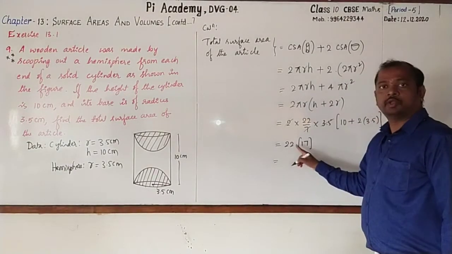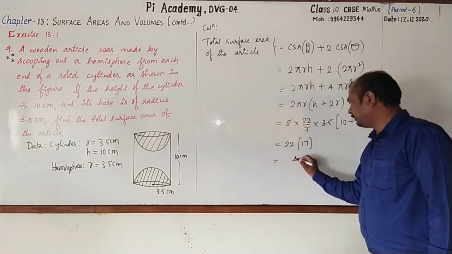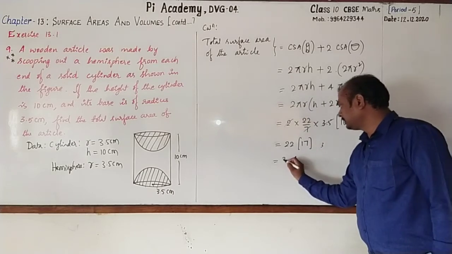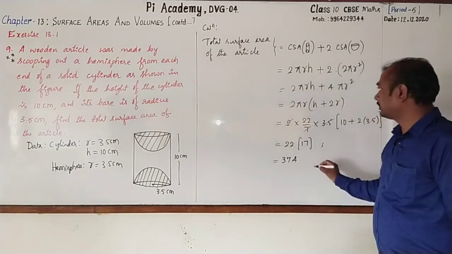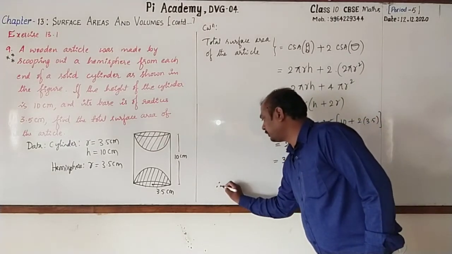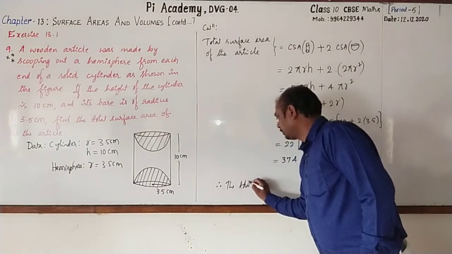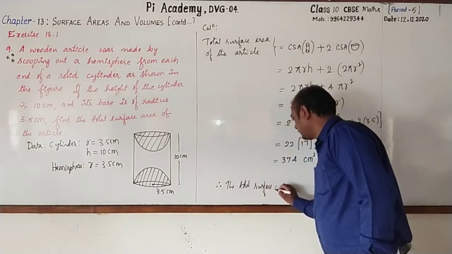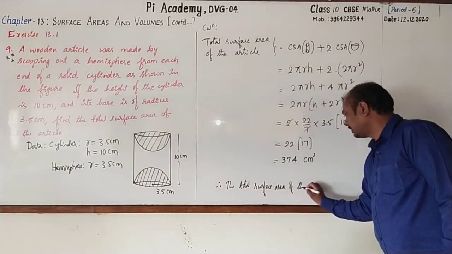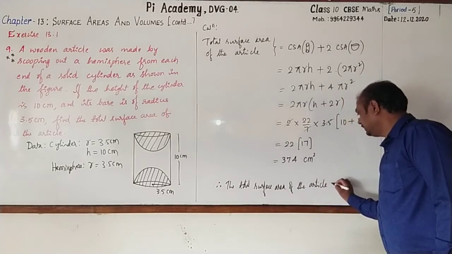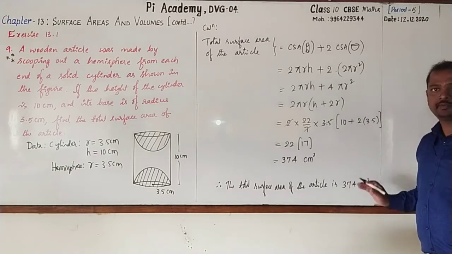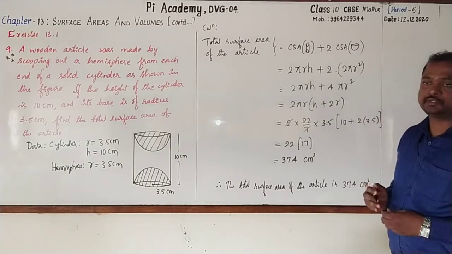This is equal to, now multiply. 17 2s are 34. 3 is the carry. 17 2s are again 34 plus 3, 37. 374 centimeters square. Now conclusion. Therefore, the total surface area of the remaining article is 374 centimeter square. Followed? Yeah, please go for copying this.